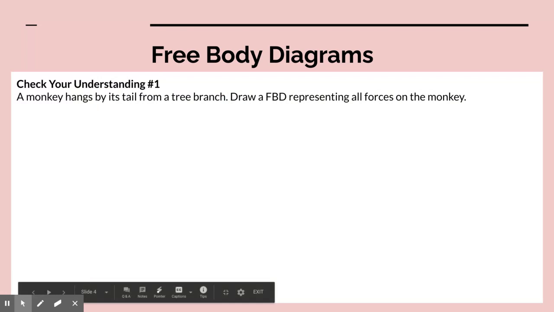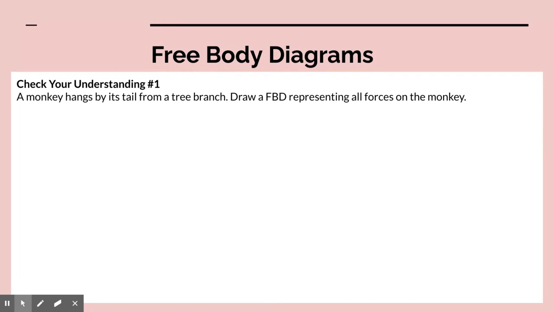So let's take a look here. Check your understanding. Number one, a monkey hangs by its tail on a tree branch. Let's try to draw the free body diagram representing all the forces on the monkey. So pause it here, and then come on back after you've drawn your free body diagram and see what I made.